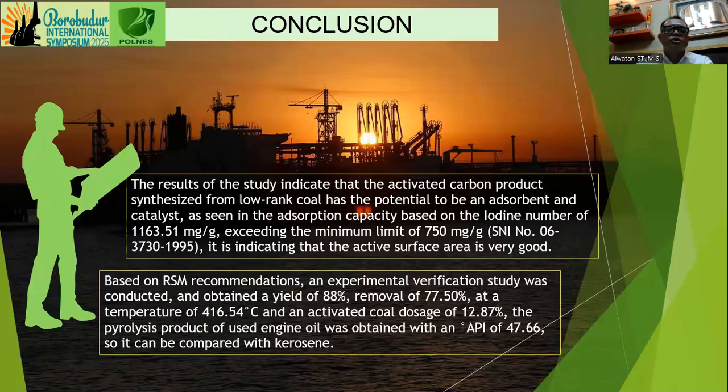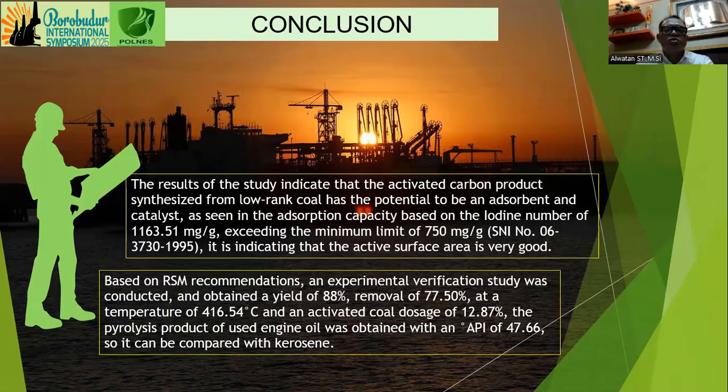In conclusion, the results of the study indicate that activated carbon synthesized from low rank coal has the potential to be an absorbent and catalyst. As seen, the absorption capacity based on the iodine number is 1,163.51 milligram per gram, exceeding the minimum limit of 750 milligram per gram, which indicates the active surface area is very good.